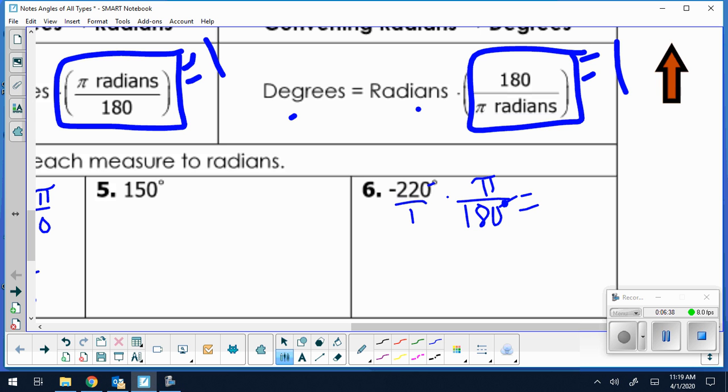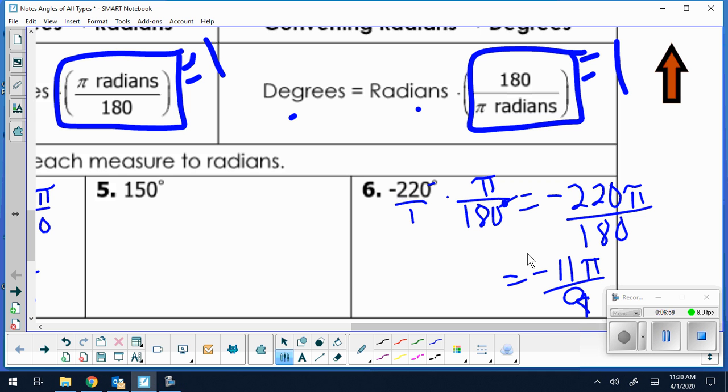And then what's going to happen? The degrees will cancel. I'll get negative 220 pi over 180, reducing that, dividing both by 10 and then by 2, so negative 11 pi over 9. You can always use your calculator to reduce if you want to. Just hit that fraction key and then hit equals and it'll reduce it for you. Okay, you're going to do this one as part of the assignment.